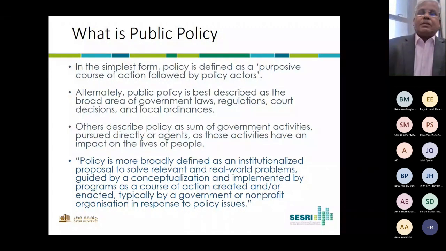But if you are looking for a conceptually broader definition, an academic definition of policy, policy is more broadly defined as an institutionalized proposal to solve relevant and real-world problems that are guided by conceptualization, implemented by programs, is a course of action, that is policy action, created and enacted typically by a government or an organization. Could be any organization implementing a policy. Could be a government policy or it could be an organizational policy in response to policy issues.